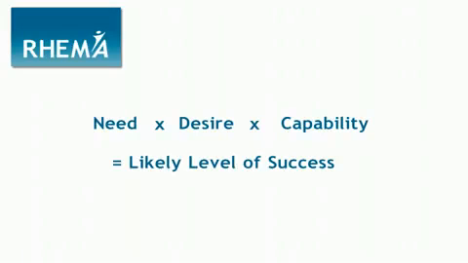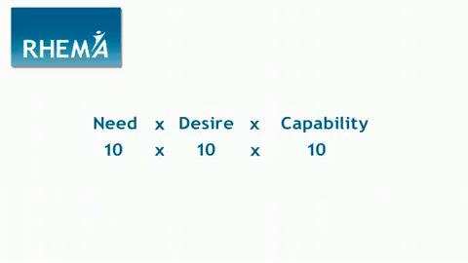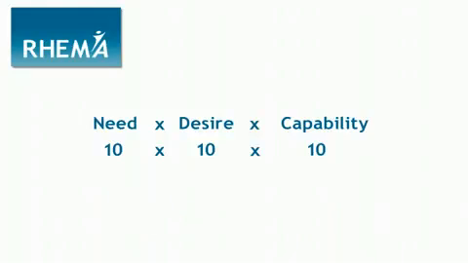Give 10 points to each, the need, the desire, the capability, multiply them and arrive at a score out of 1,000. If the score is less than 500, don't proceed with the rest of the change process. Think about the issues you need to deal with before adopting these following points.